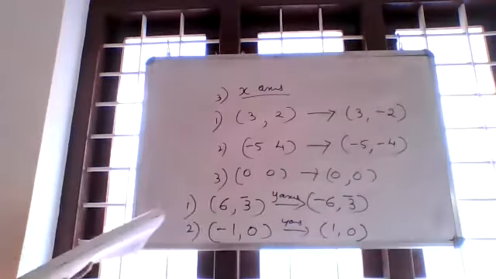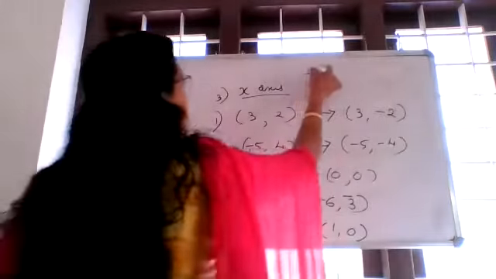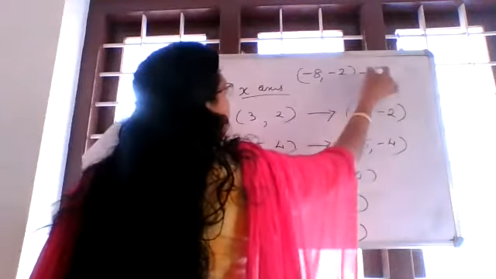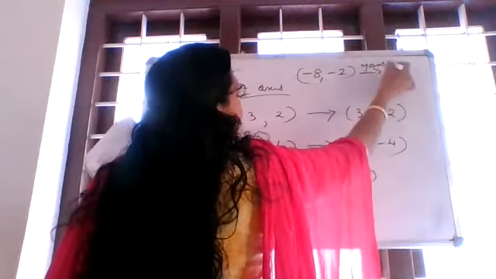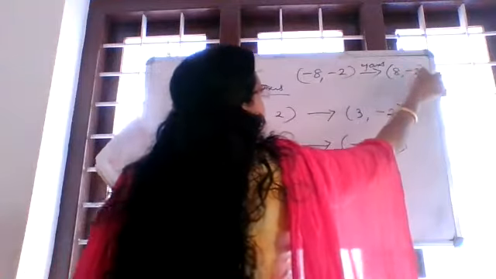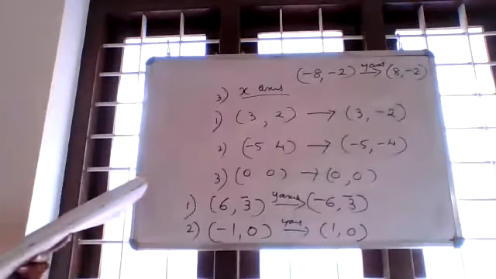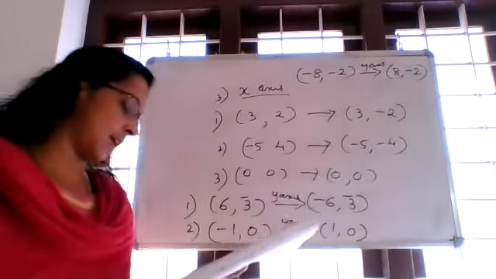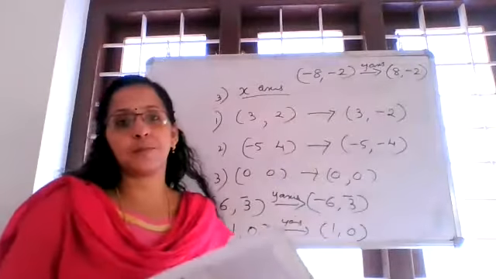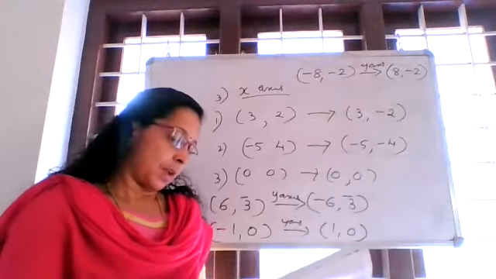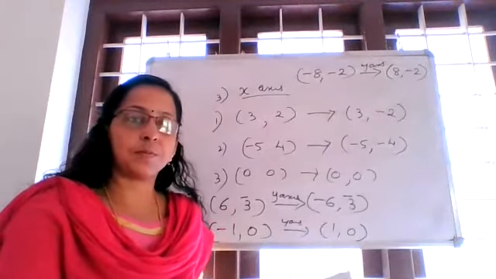Then negative 8, negative 2. Under the y-axis, it will be 8, negative 2. Then the next question is on reflection in the origin.